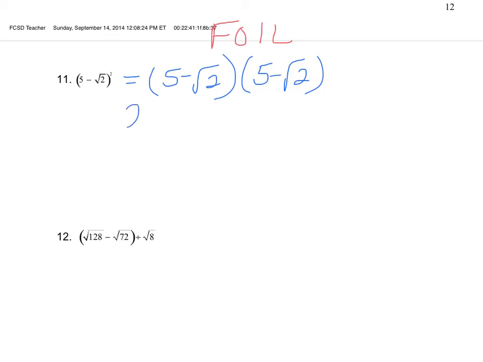5 times 5 is 25. Outer, 5 times a negative radical 2 is going to be a negative 5 radical 2. Inner, negative radical 2 times 5 is a negative 5 radical 2.